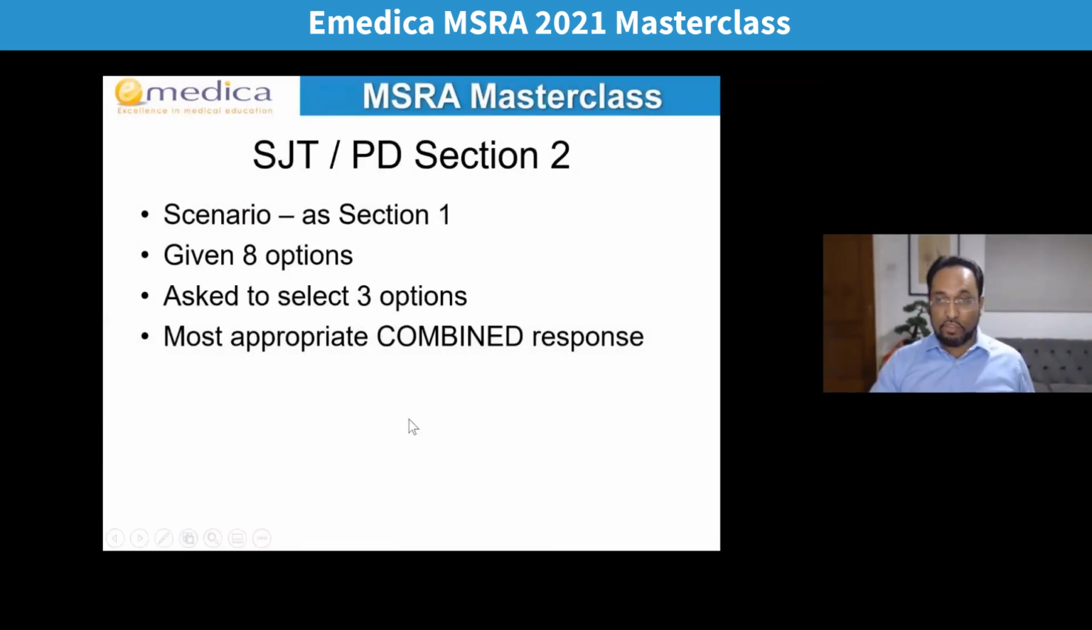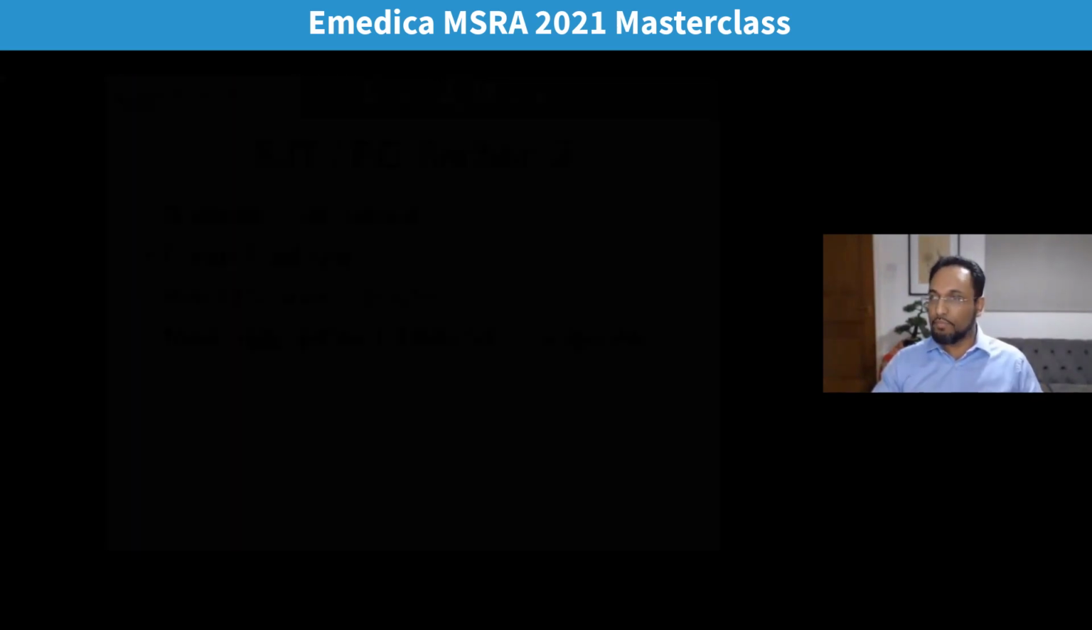In section 2, you get a scenario just like section 1, but you get 8 options, and you're not ranking anything. You're asked to pick 3 that, taken together, make the most appropriate combined response. Okay, so here we go.